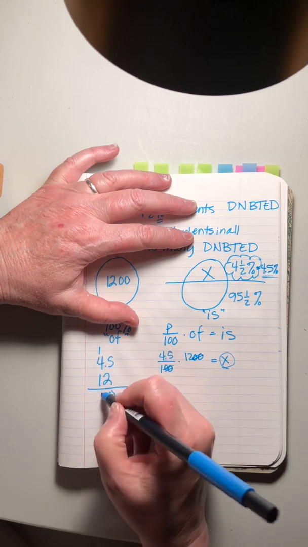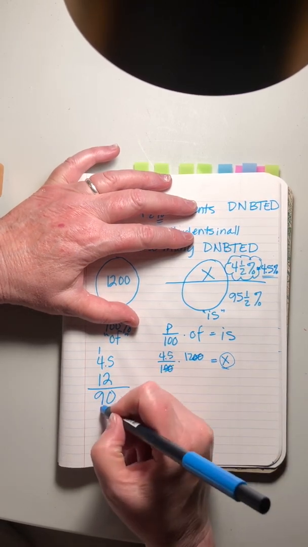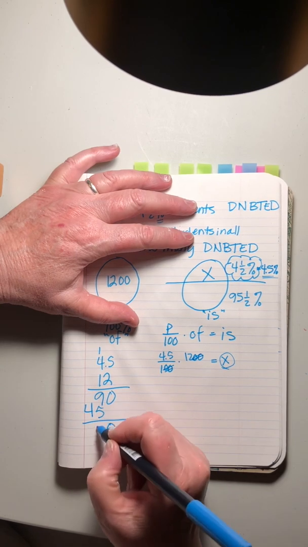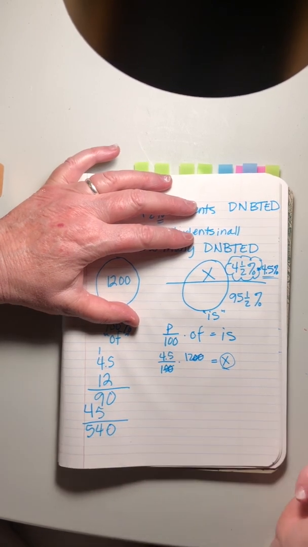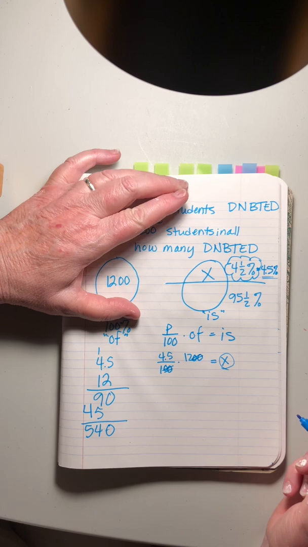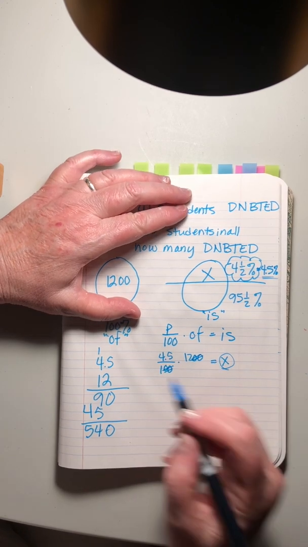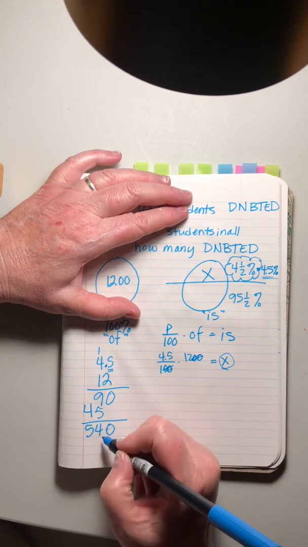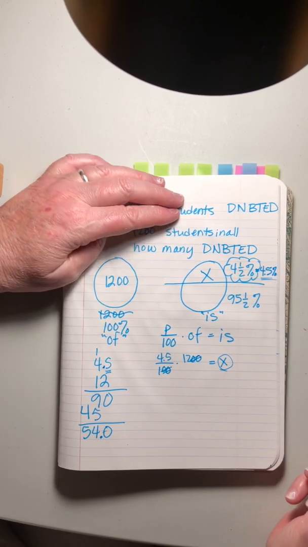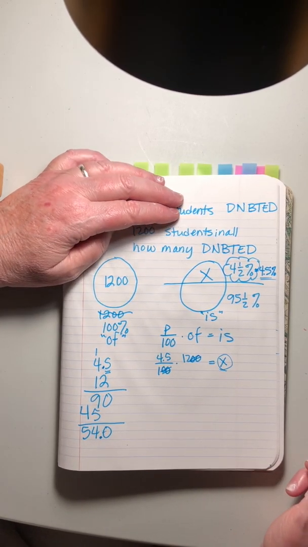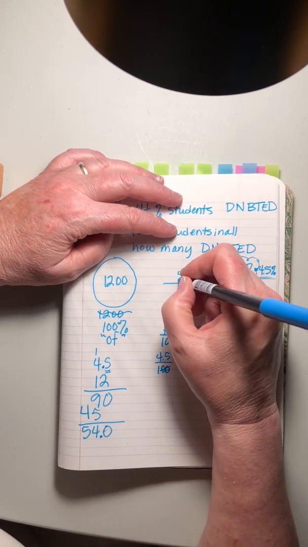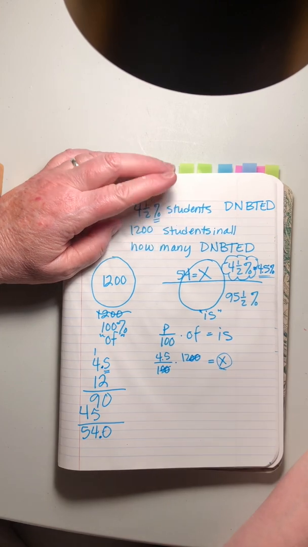0, carry the 1, 9, 5, 4, adding 0, 4, 5, 540. And we need a decimal. There's one digit behind a decimal place, so there it is. What that tells us, my friends, is that 54 students do not brush their teeth every day.